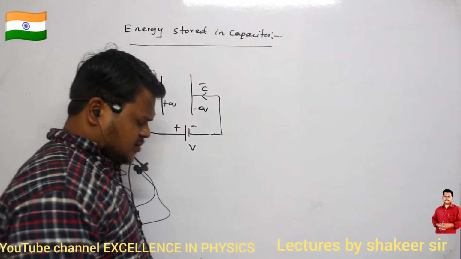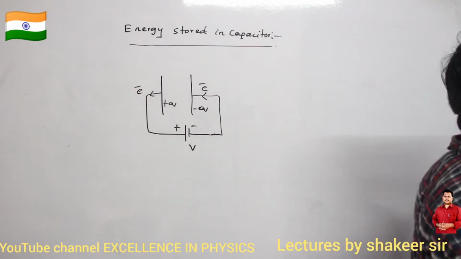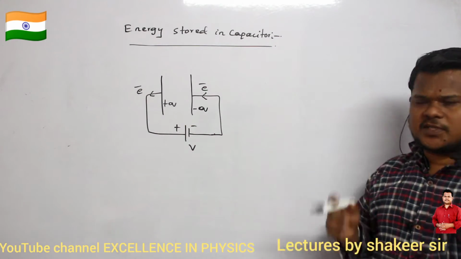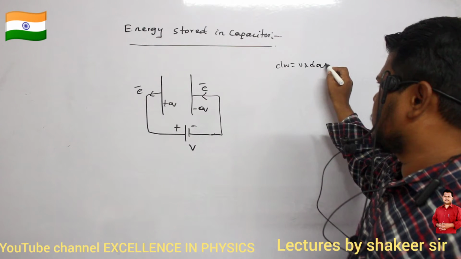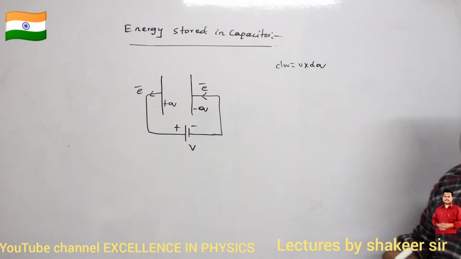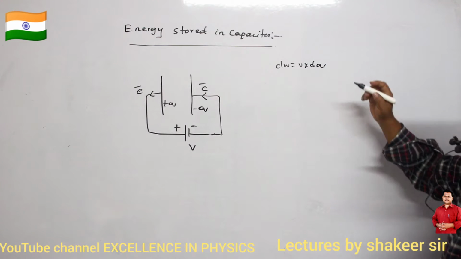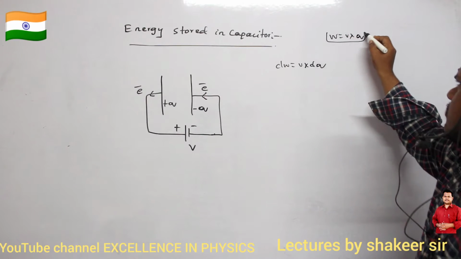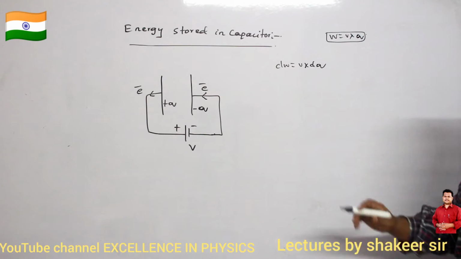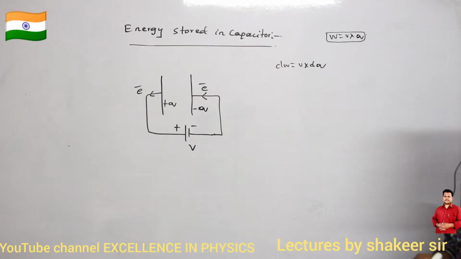So therefore, a small amount of work is done to deposit a small amount of charge. How can I write it down? dW is equal to V into dQ. Already we have studied this, no? dW is equal to V into dQ. Work done is the potential difference multiplied by the charge which you are transferring from one place to another place. Clear? So therefore dW is equal to V into dQ.